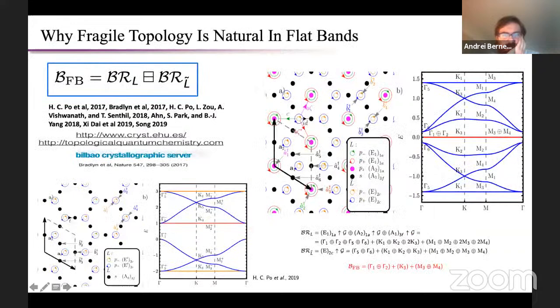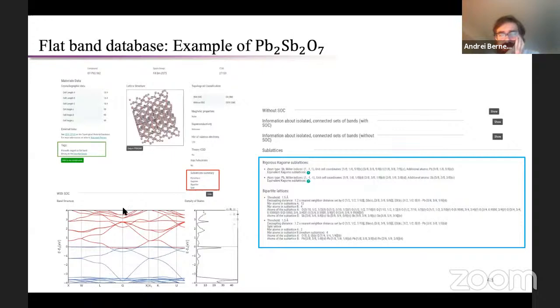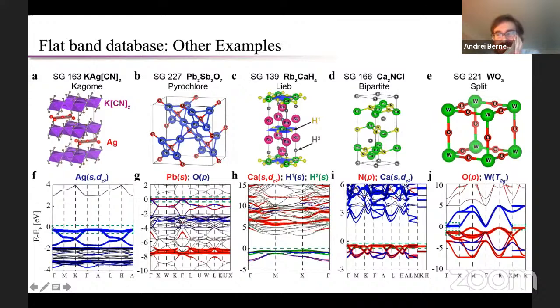But these ones, which are curated, are really good. I'm not sure if really good means physically interesting, but it certainly means they're flat over a large region of the Brillouin zone, like this one here. There's not a spaghetti of bands around them. So I would say that is really good. These are good ones.